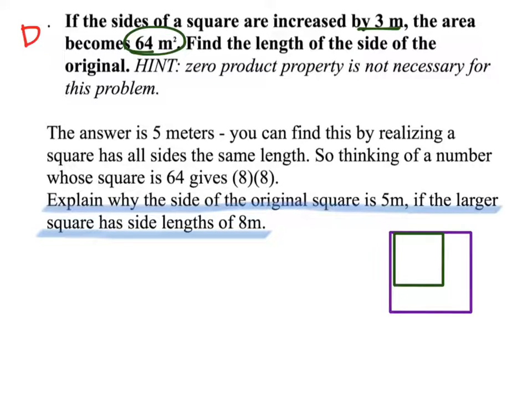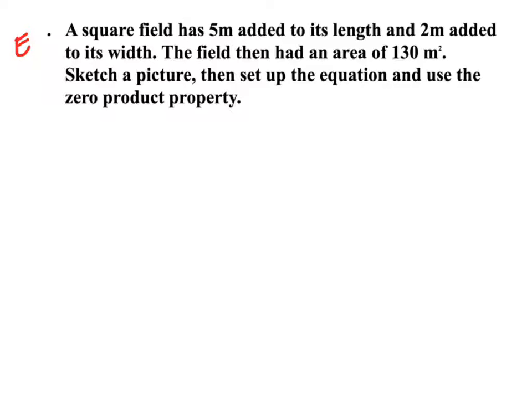Now let's take a look at E, which I would like you to try on your own. It says a square field has 5 meters added to its length and 2 meters added to its width. The field had an area of 132 meters squared. I'll help you sketch a picture for this. And you can draw and use the zero product property for this one.